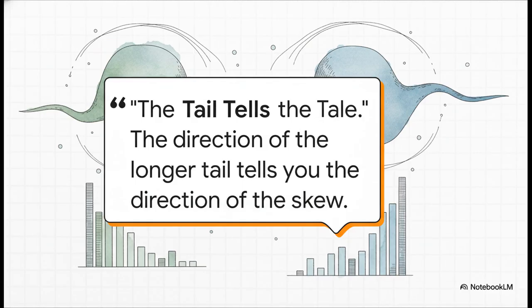Now, if you ever get confused trying to remember which is which, just keep this one simple rule in your head. The tail tells the tale. Whichever direction that long tail is pointing, that's the direction of the skew. It's really as simple as that.